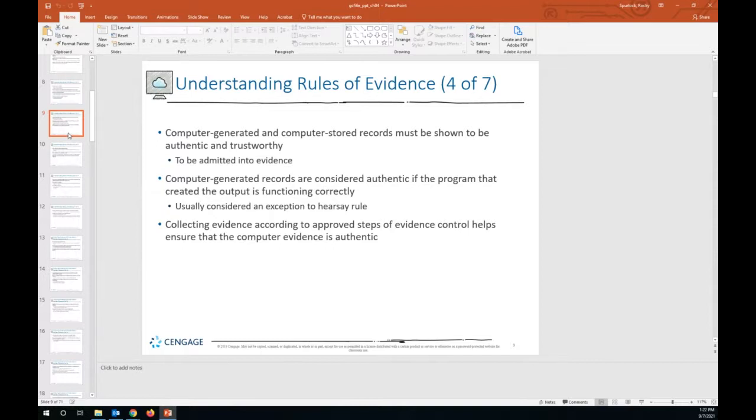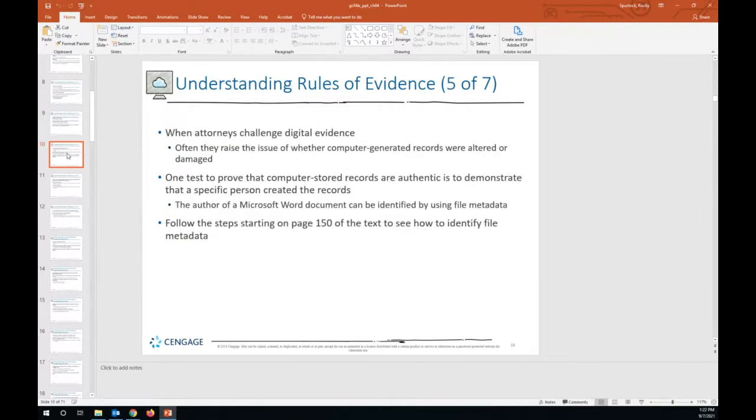Computer-generated records are considered authentic if the program that created the output is functioning correctly. So these are the exception to the hearsay rule. And when we collect evidence according to the approved steps of evidence control, this helps to ensure that the computer evidence is authentic. Most times when attorneys are going to challenge the digital evidence, they're often going to raise the issue of whether the computer-generated records were altered or damaged when they were created.